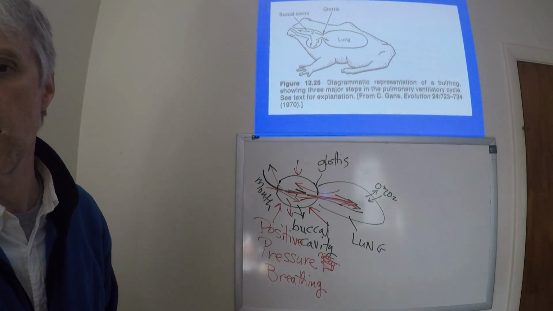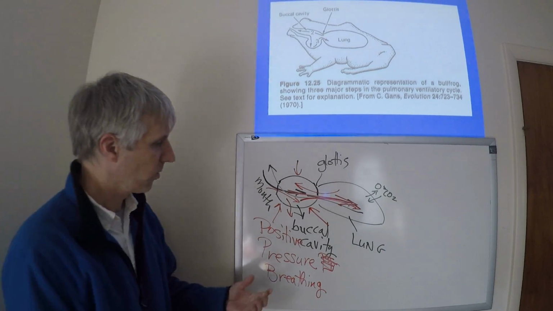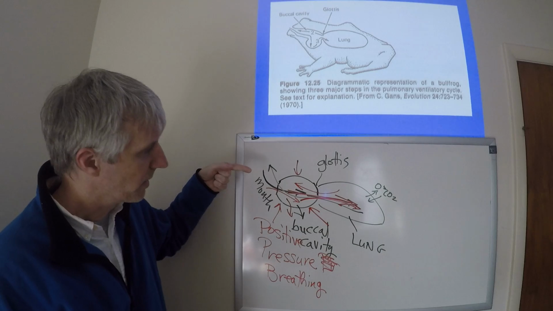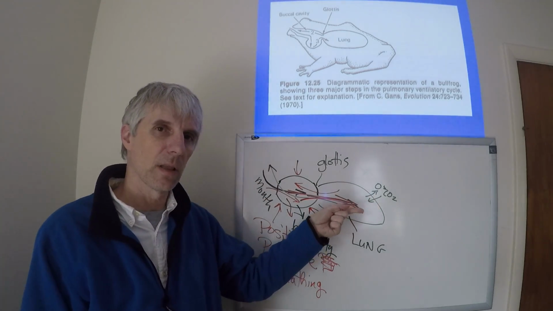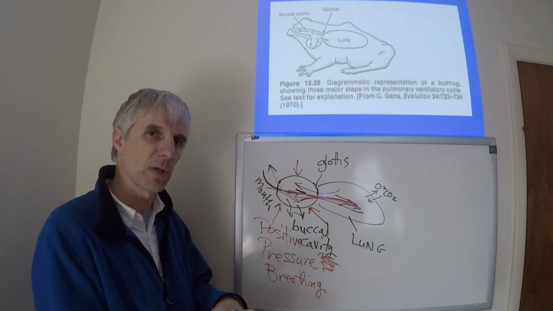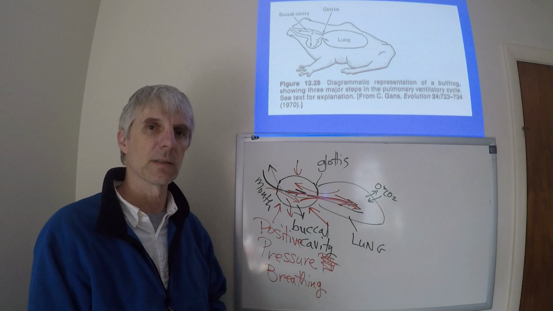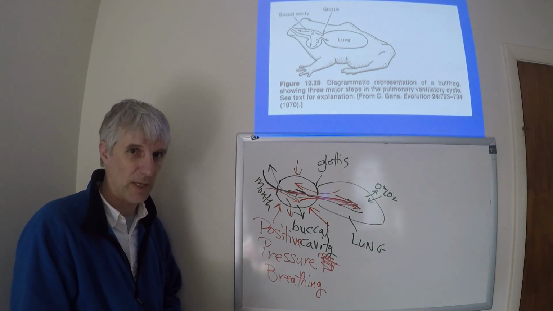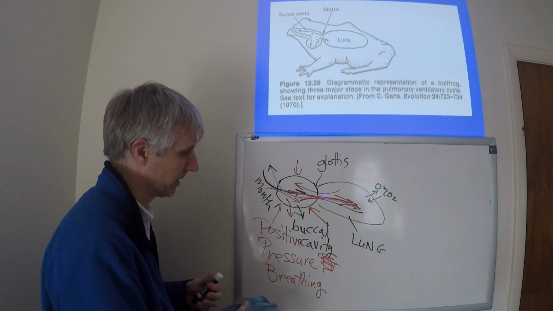Amphibians do this positive pressure breathing. What you're doing is putting air under pressure in the buccal cavity to squeeze the air into the lungs. Pressurize the buccal cavity, force air into the lower pressure space of the lungs. Is that okay? All right.